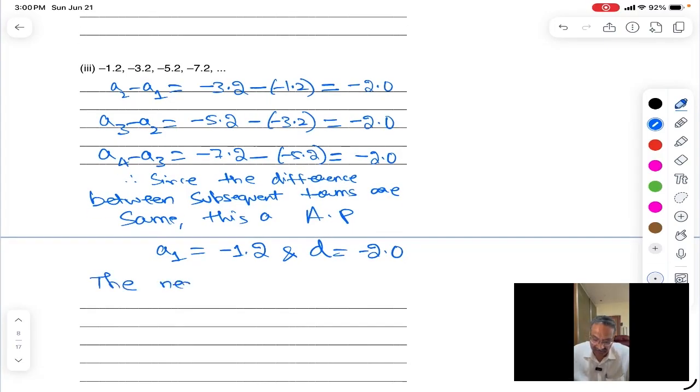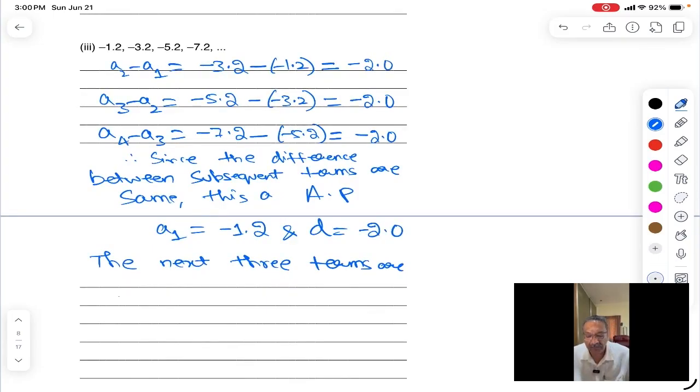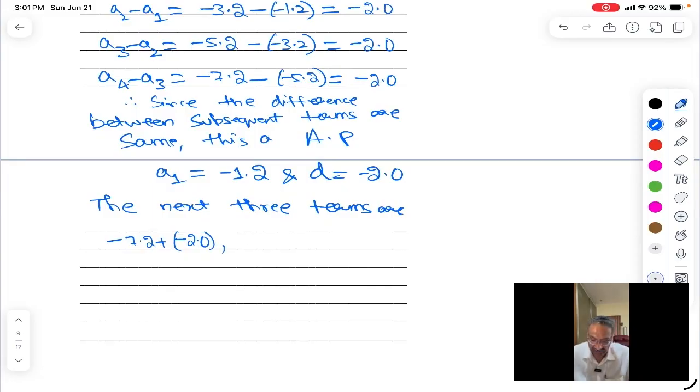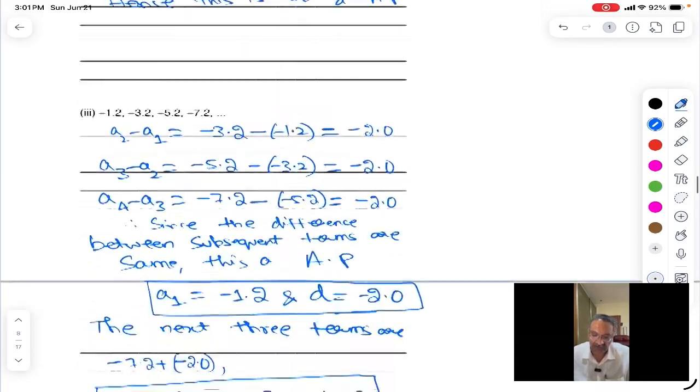The next 3 terms are asked. So what are the next 3 terms? Add minus 2 to minus 7.2: minus 7.2 plus minus 2.0. For the next term, we again add minus 2.0. So the first term we get is minus 9.2. Then adding minus 2 again gives minus 11.2. For its next term, adding minus 2 gives minus 13.2. So these are the next 3 terms. a1 is minus 1.2, d is minus 2.0.